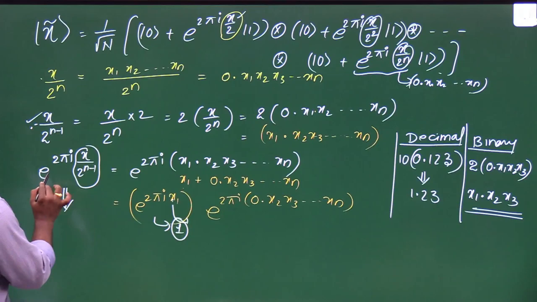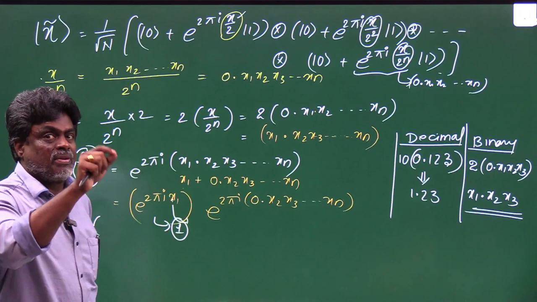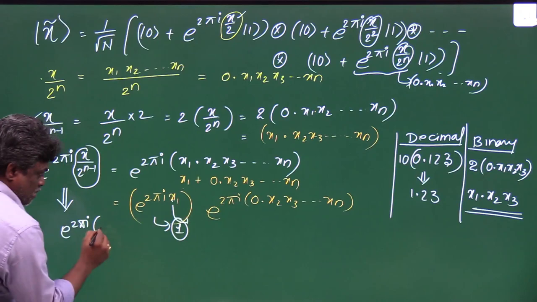So finally, e raised to 2 pi I x by 2 power n minus 1 is nothing but e raised to 2 pi I, sir, whenever it is 2 power n starting from point x1, x2, x3. Whenever 2 power n minus 1, point x2, x3, so on, xn.